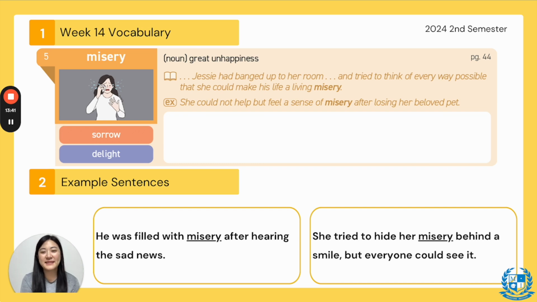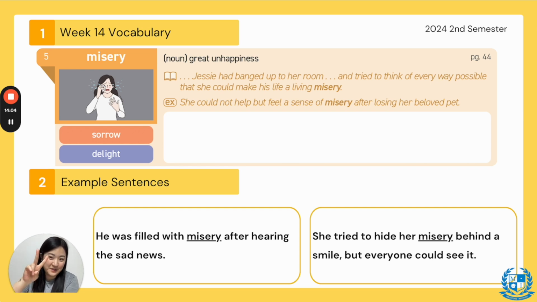Misery. In our book, it says, Jessie had banged up to her room and tried to think of every way possible that she could make his life a living misery. So we're trying to make someone have super, super, super big sadness and sorrow. Not very nice. Example, let's read together.